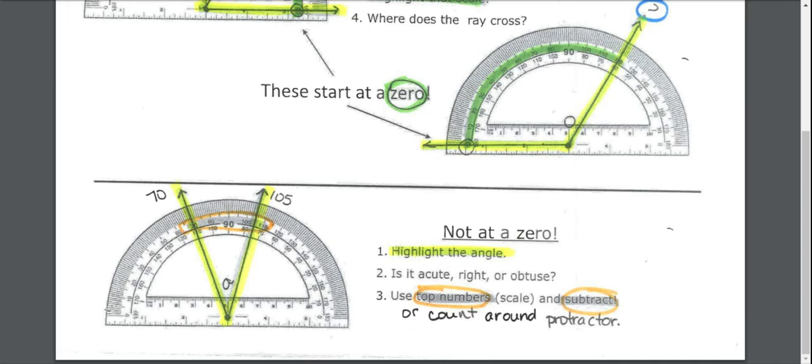If you don't want to do that, you could count around the protractor. Remember, the protractor is just a round number line. So from this line to this line is 10, 20, 30, and then we're going halfway, so 5, that's 35. So you could do that as well. All right, so that's nice and easy. Measuring angles, you've got this.